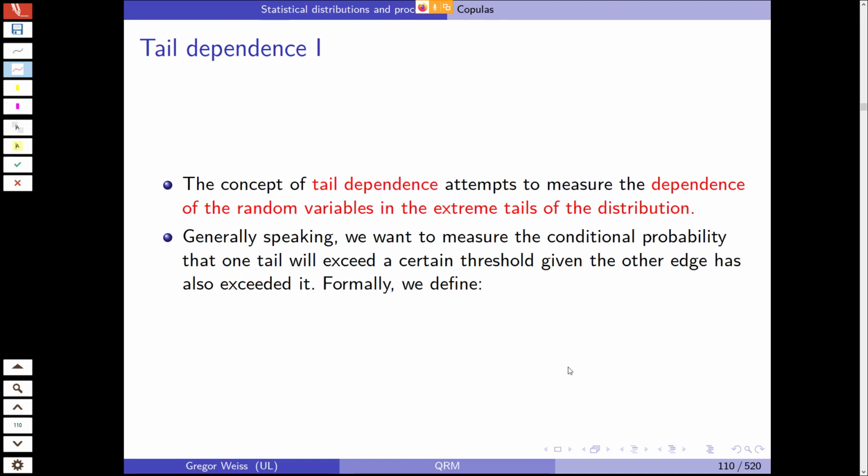And then, last but not least, we get to the concept of tail dependence, which attempts to measure the dependence of the random variables in the extreme tails of the distribution. Generally speaking, we want to measure the conditional probability that one variable exceeds a certain threshold given that the other has also exceeded it. So this means the first asset crashes. What is the conditional probability that if we have a crash in asset 1, we also have a crash in asset 2? So if BMW stock crashes, what is the conditional probability that Daimler stock crashes as well?